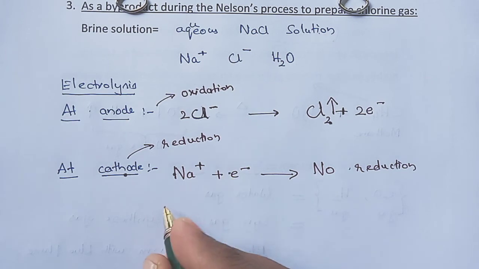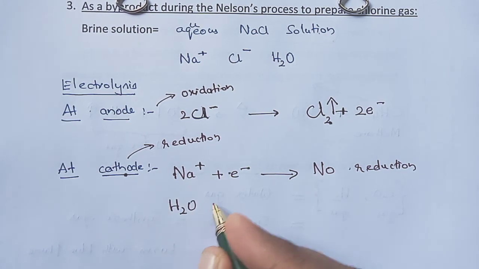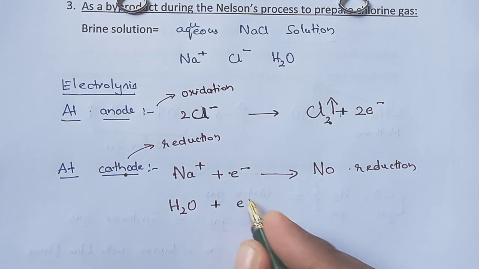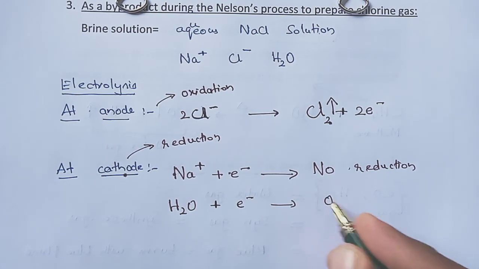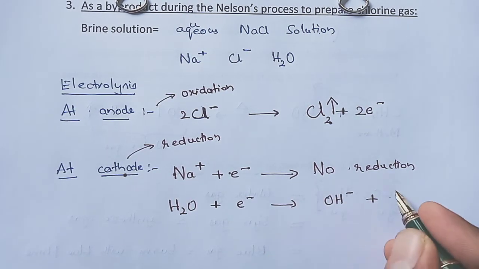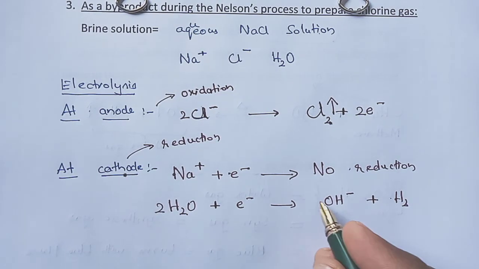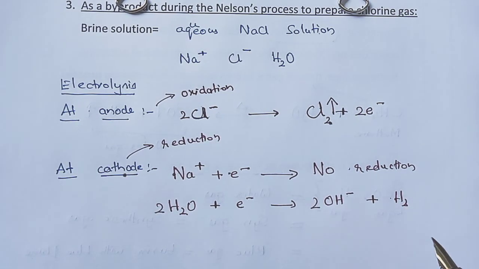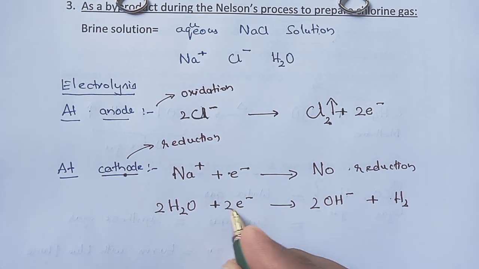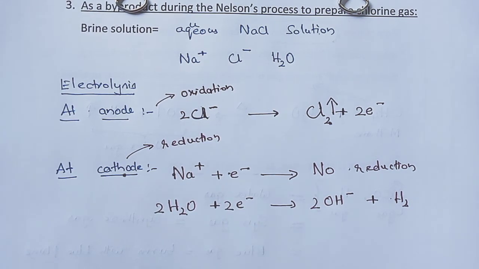In the place of Na plus, water will get reduced. That implies H2O plus electrons gives OH minus plus H2. For balancing, put 2 here, 2 twos are 4, 2 hydrogens 4, and 2 minus, put 2 here. In the place of sodium, water is getting reduced and OH minus ions and hydrogen are produced.